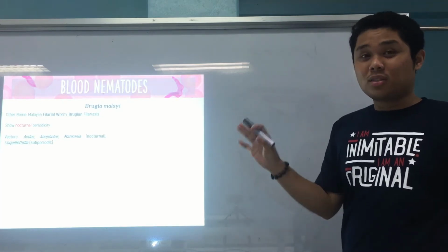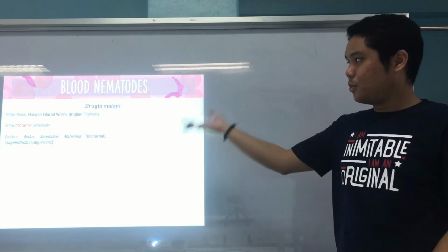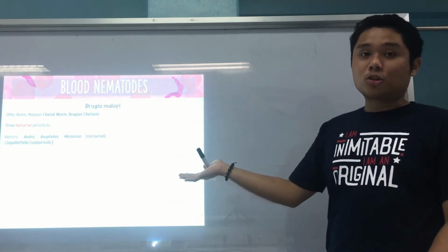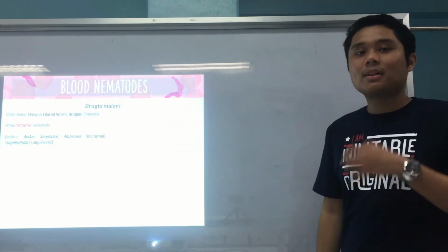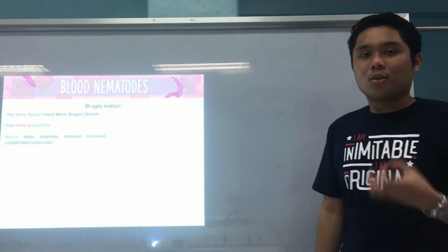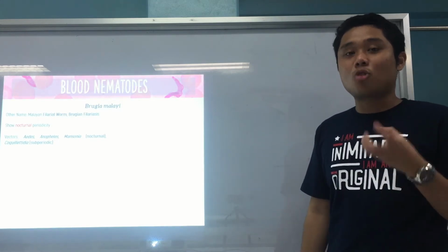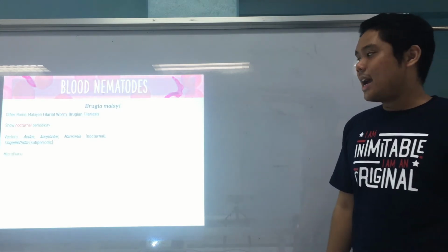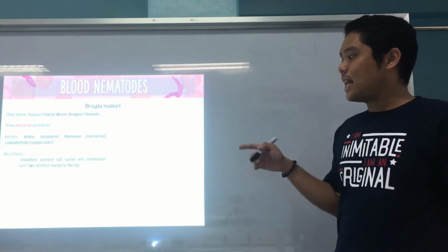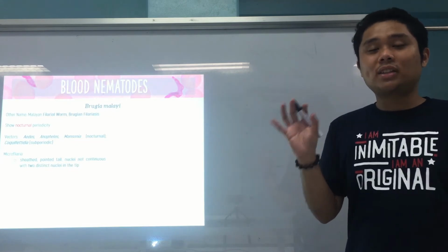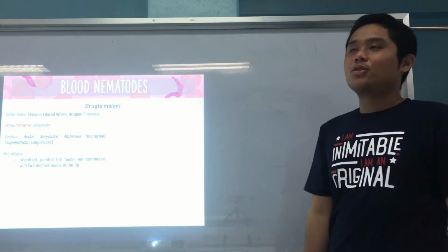If these species of mosquitoes transmit the Brugia malayi worm, they exhibit nocturnal periodicity. But if it uses the vector Coquillettidia, it's subperiodic. So it's not clear when its periodicity is. It would depend on the vector, but most of the time, it's nocturnal. Now for the microfilaria, this time it's sheathed, with a pointed tail, and the nuclei are not continuous, but at the tip of the tail it has two distinct nuclei.